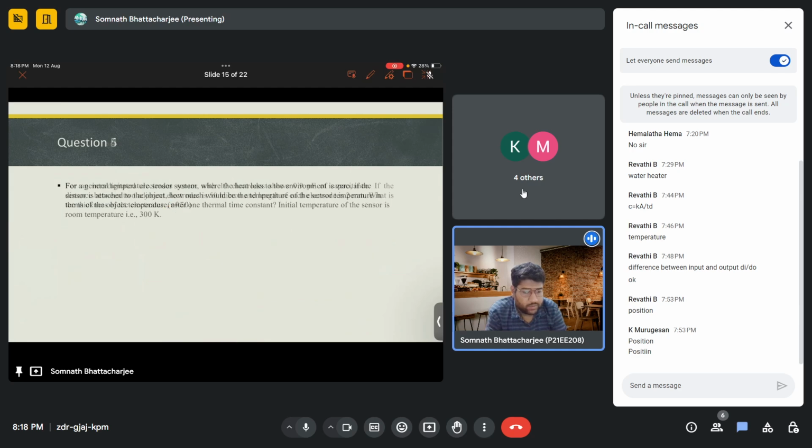We'll move to the next question. So we have a temperature sensor which has a heat loss of 0 in the environment. If the sensor is attached to an object, it's tightly attached.